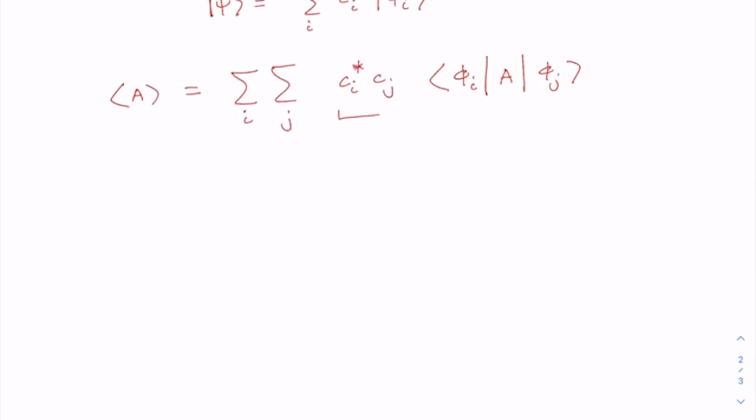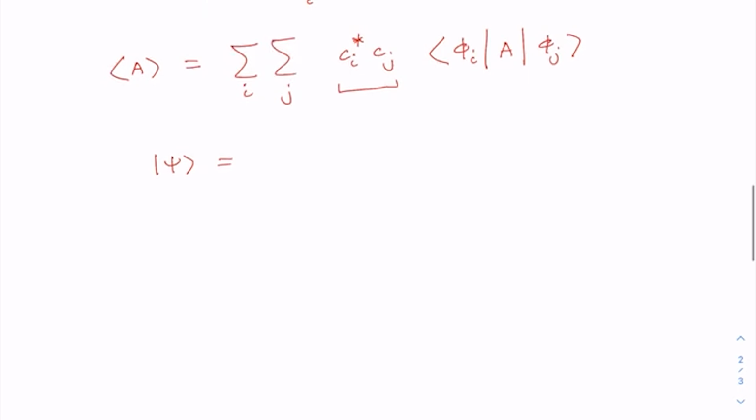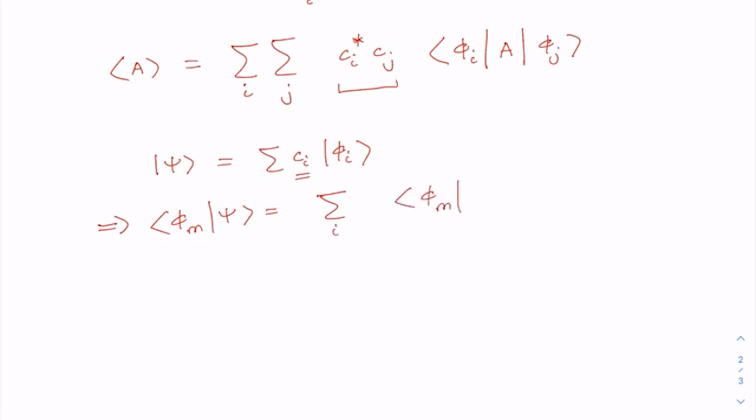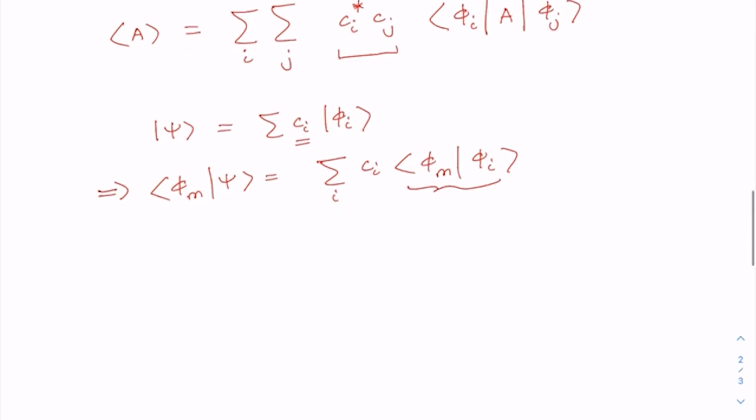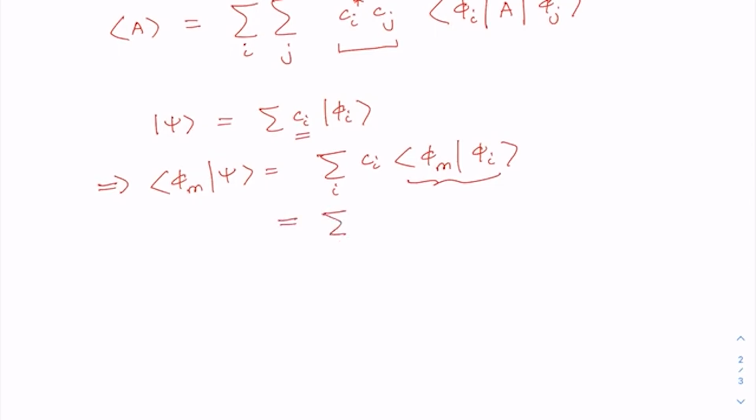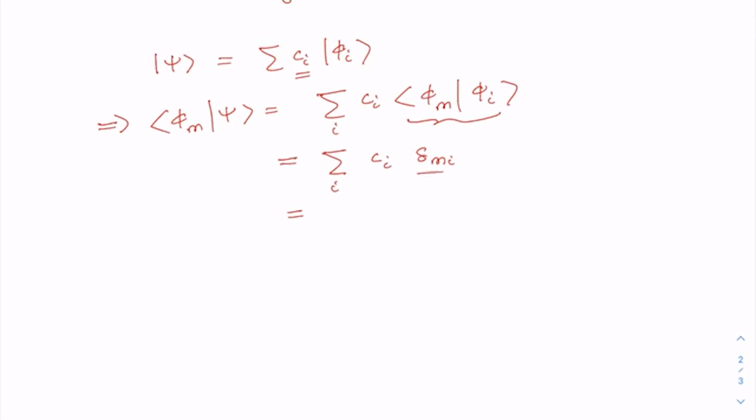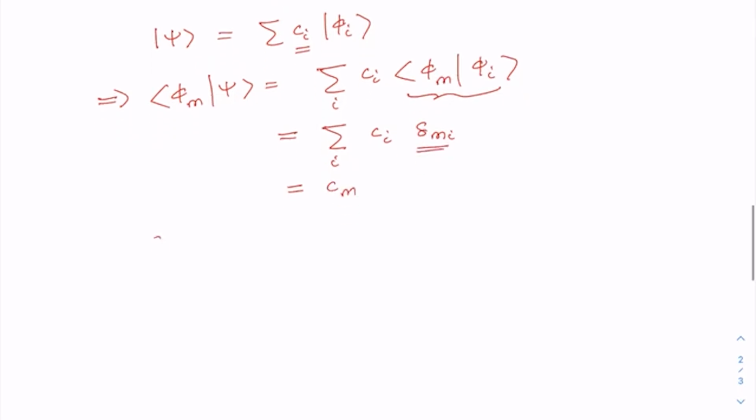Now let me express this coefficient also in terms of these eigenstates, because we have psi equal to the sum of c_i phi_i. If I want to know c_i, let me multiply both sides by the bra phi_m. You know that these are eigenstates, so they are orthogonal. Orthonormality conditions I have to apply, so this will be c_i delta_mi. Out of these summations, because of this Kronecker delta, we will just get c_m. So this coefficient c_m is simply given by <phi_m|psi>.